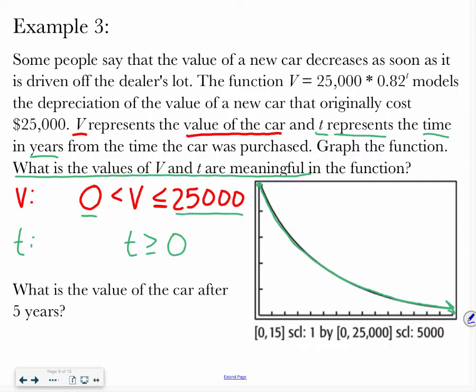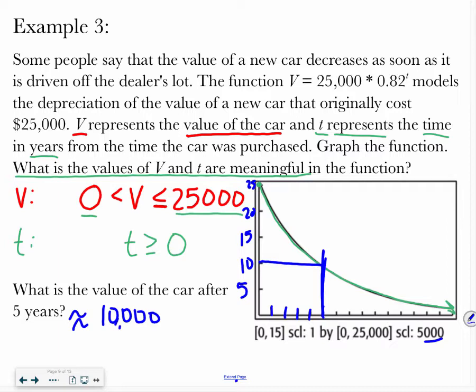And then once we look at the next question, what is the value of the car after 5 years? Well, if we look, value of the car after 5 years, we have 1, 2, 3, 4, 5. So if we go up, it's somewhere in there, and somewhere over there. And our scale is by $5,000. So here's 5,000, 10,000, 15, 20, and 25. So the car is somewhere around $10,000. But I want to know exact.